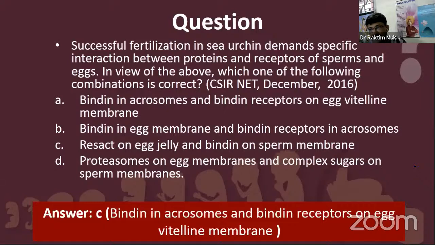Often questions are asked based on the prevention of polyspermy, that is fast block and slow block.